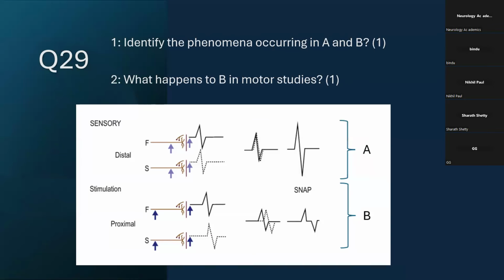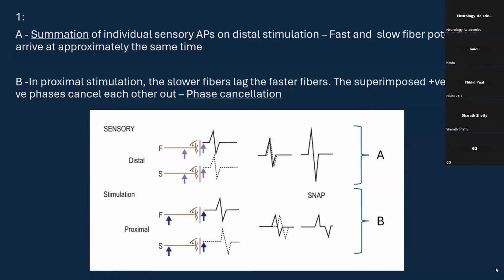Identify the phenomena occurring in A and B. Here we can see this is a sensory study, distal stimulation and proximal stimulation. In distal stimulation, the recording is near, so there is not much difference in the length of the conduction. So they almost all arrive at the same time, so there is summation of individual sensory action potentials.